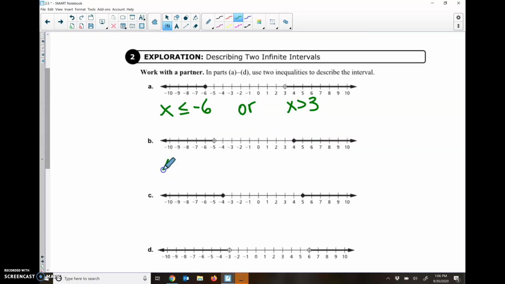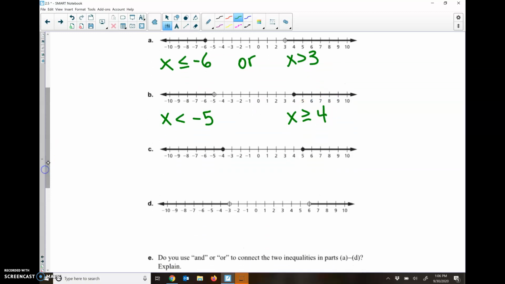Okay, same thing here. I need x to be less than -5, or I need x to be greater than or equal to, because it's a filled in circle, 4. Did I write my or? Okay, here I need x to be less than or equal to -4. Here I need x to be greater than or equal to +5. So two filled in circles, so two equal to signs there.